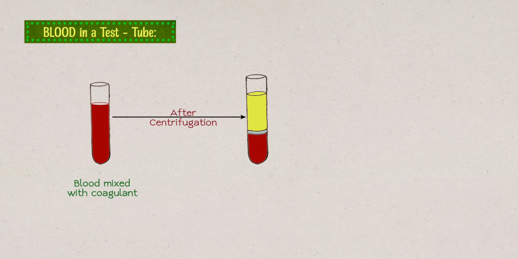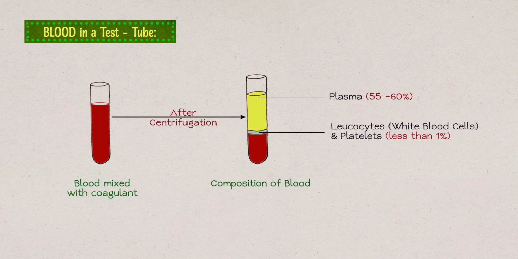Let's observe the composition of blood with the help of an experiment. If we take blood in a test tube and centrifuge it with some coagulant, the components of blood can be observed distinctively. We can see that it shows us 3 layers that are different in color. The uppermost layer shows plasma, the middle layer shows the buffy layer with platelets and white blood cells, while the lower layer shows red blood cells.